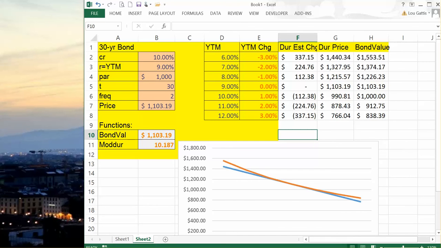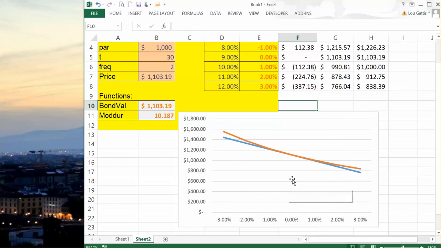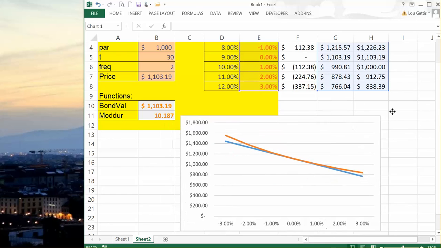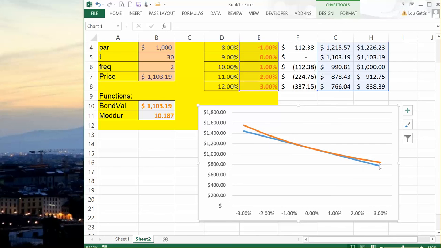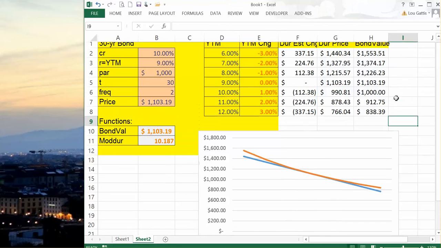So we can do one more thing with this. Given that we know that duration is a linear estimate of value change, you can also notice that it does a pretty good job of just predicting small changes in yield and price, but it doesn't do such a great job when there's a big change in the yield. So what we can do is we can get a measure of the curvature of this price-yield relationship. Use that measure of curvature, which we're going to call convexity, to make an adjustment to our duration estimate of value change.